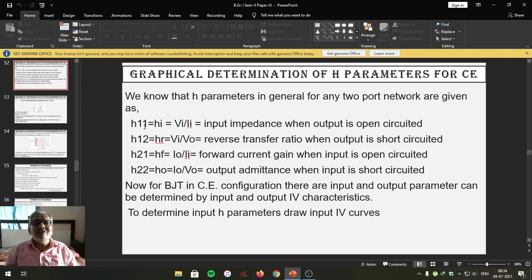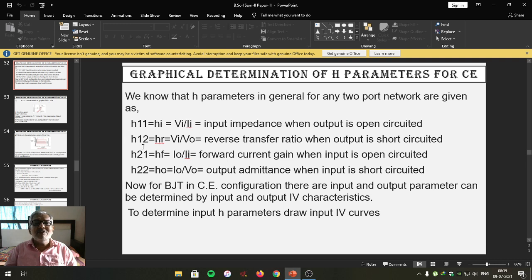First parameter is H11, that is represented Hi. H represents hybrid, 1 means the terminals, and i for input impedance. By definition, we can say the ratio of Vi upon Ii is to be treated as input impedance when output is short circuited.